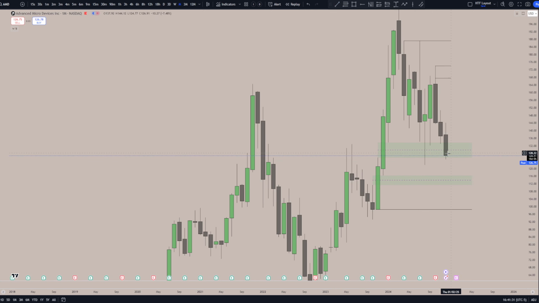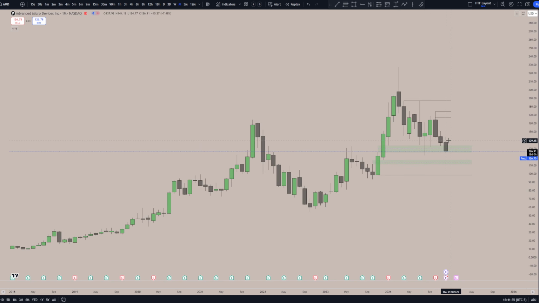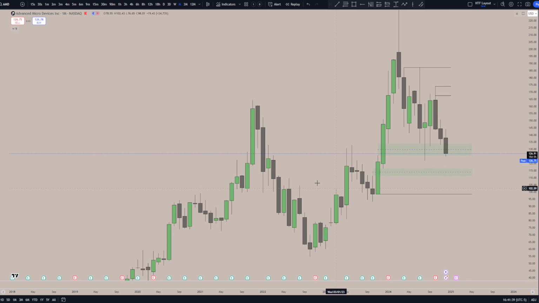But as long as this area remains and holds, I am looking for price to at least get a continuation and at least a wick up into this area. Okay. But so far, we're using these PDRAs and we're looking at higher prices, right?